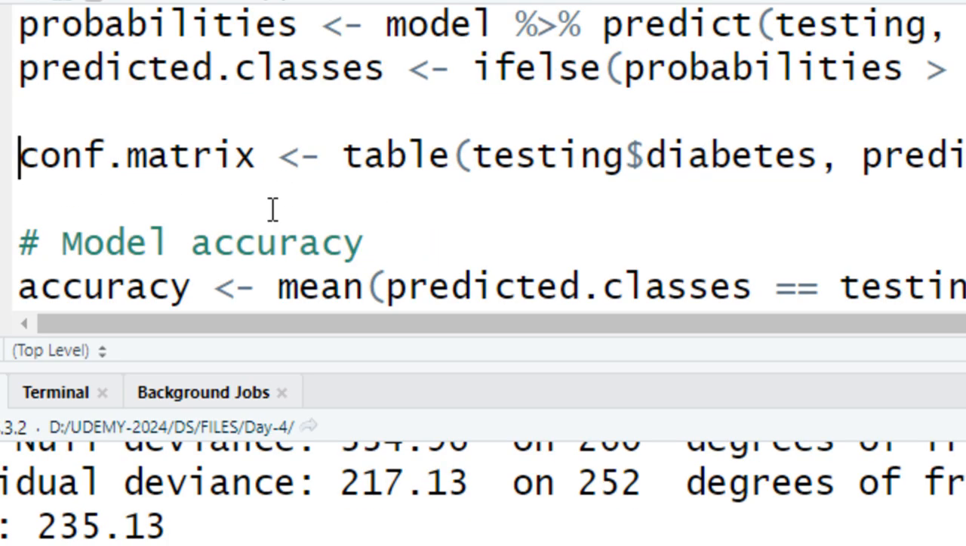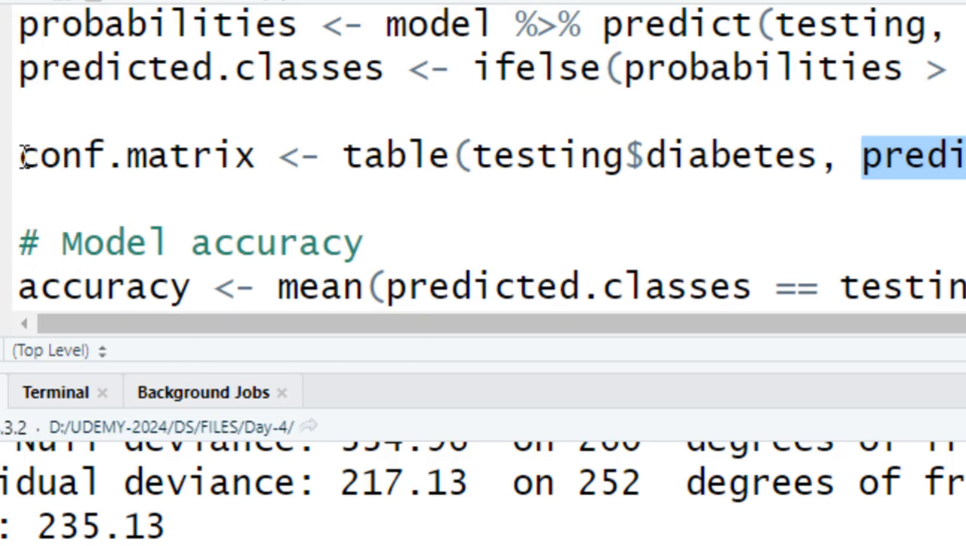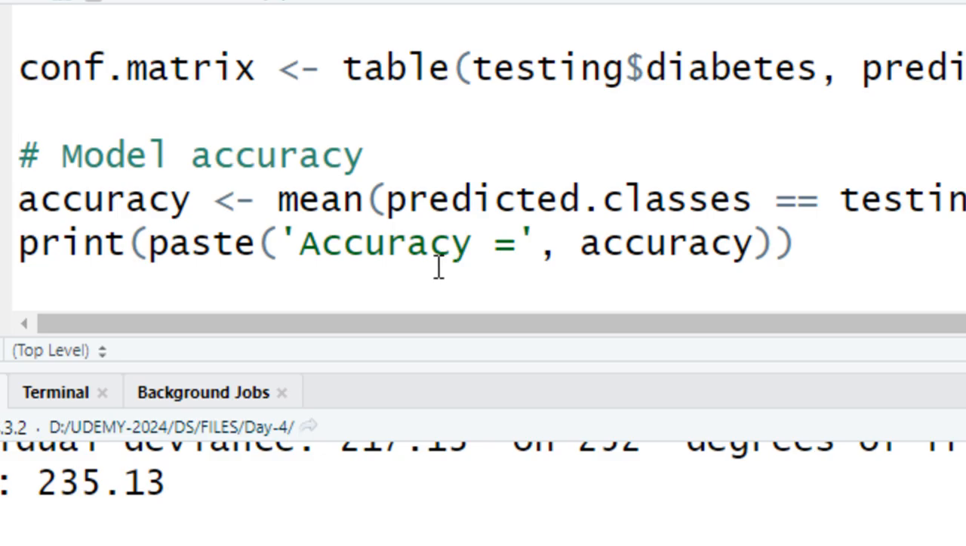All right, good. Then we can go ahead and do the confusion matrix. We pass our test diabetes, our target variable here, and the predicted class we have created. We pass it to the matrix so that we can compute our accuracy. Then we can go ahead and compute the accuracy. Accuracy is equal to the mean of the predicted class. So we want to look at the mean of this predicted class now.